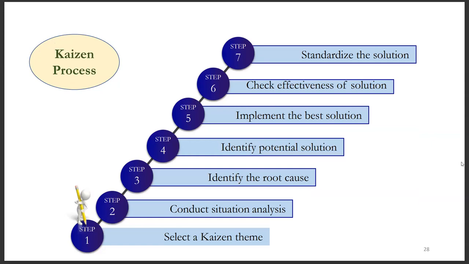Kaizen is implemented through the following 7 steps. Step 1, select a Kaizen theme. Step 2, conduct situation analysis. Step 3, identify the root cause of the problem.